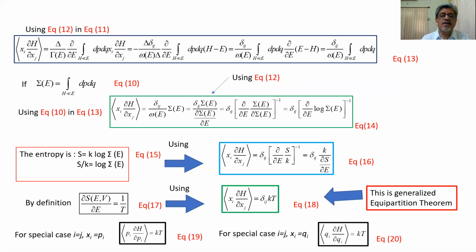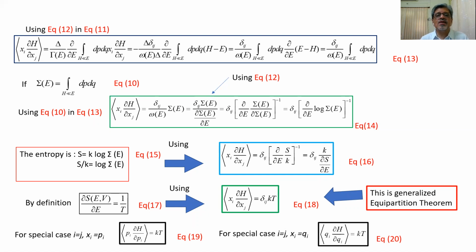Now we come to the next slide. Now using equation number 12 in equation number 11, the ensemble average of x_i ∂H/∂x_j is represented as Δ divided by Γ(E) ∂/∂E of the integral over H less than E of dp dq x_i ∂H/∂x_j. And that is equal to, by using equation number 12, the first term is 0. So it is minus δ_ij Δ divided by Ω(E) Δ ∂/∂E of the integral over H less than E of dp dq (H minus E).